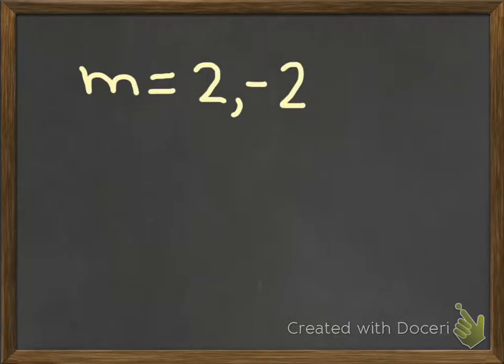Okay, there's an easier way of writing that. You can just write m equals plus or minus 2. So that covers both answers, +2 and -2.